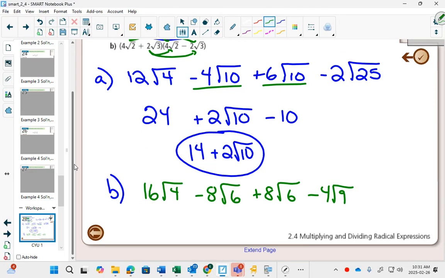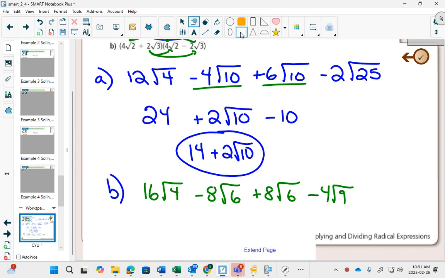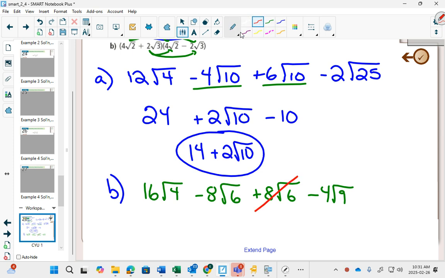If I did this regular math, then I would combine my like terms. I might notice right away that these are exactly the same. They're going to cancel out. And I'll just be left, well, this is 2, so this is 32. And square root of 9 is 3. That'll be minus 12 equals 20.